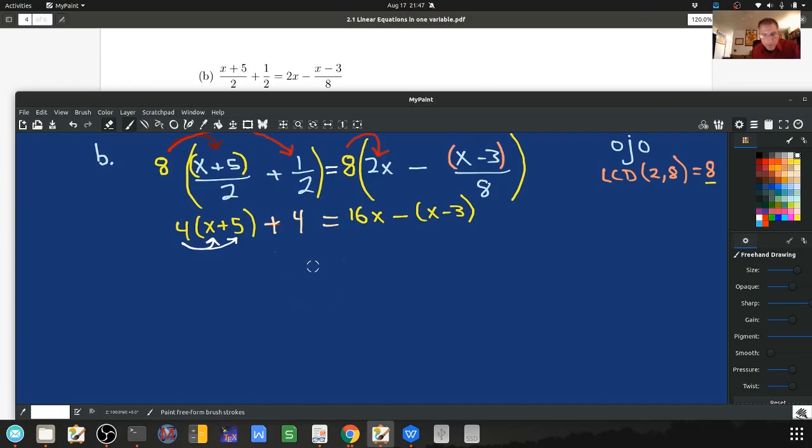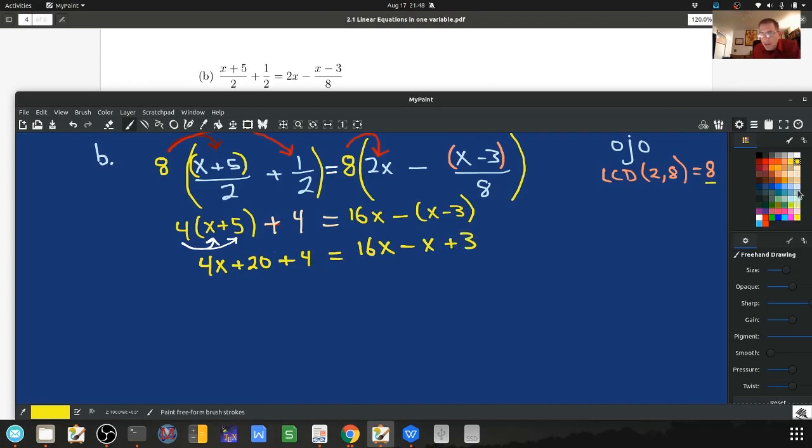That's the reason I do these problems beforehand, is to catch things like this. When you talk and write, it's so easy to drop something that's important. So this is 4 times x. We still get 4x. 4 times 5 is plus 20. And I have a plus 4. And that's equal to 16x. I forgot to write down my x. And this was minus x plus 3.